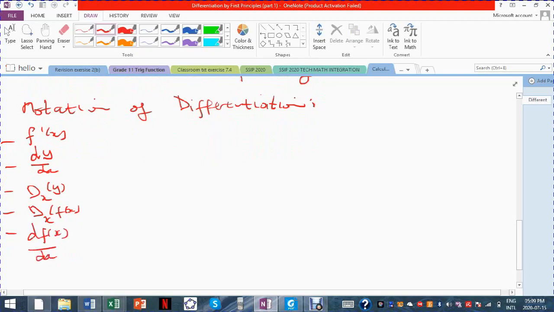It means we're differentiating f of x with respect to x. So here as well, we differentiate f of x with respect to x, we differentiate y with respect to x, because y is a function of x. So you need a function in order to do a differentiation. In our next lesson, I'll be looking at examples.